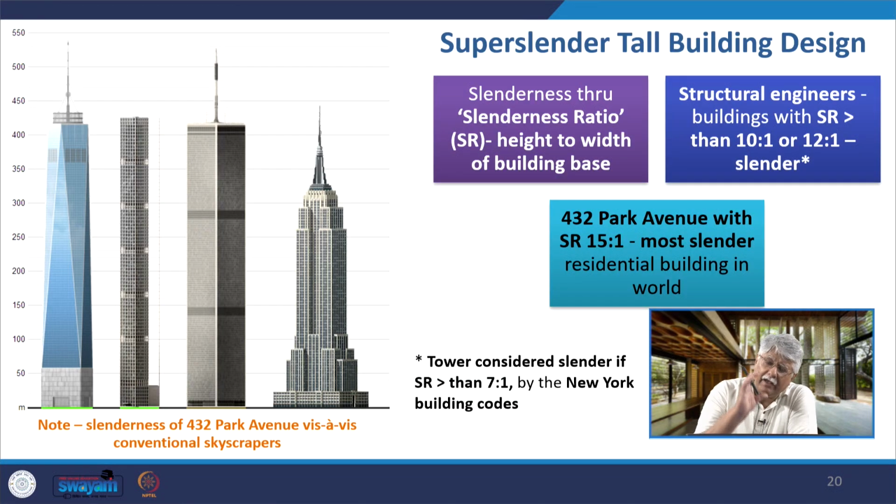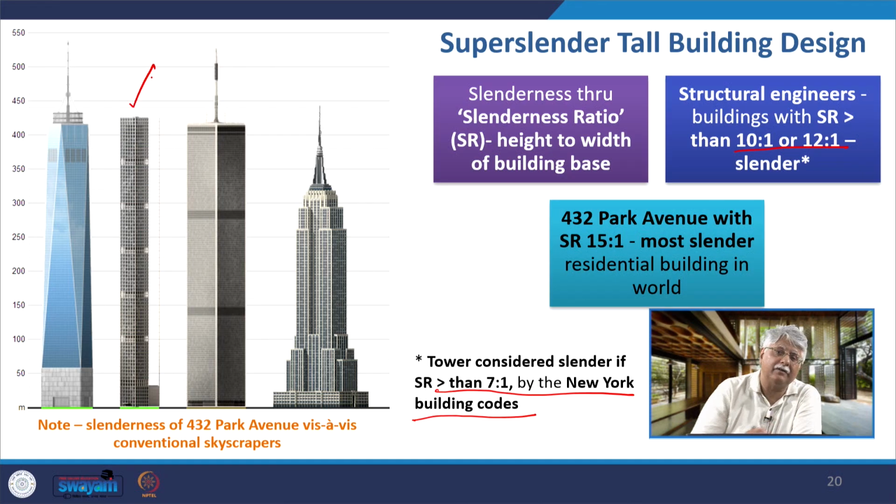Now, the design of any skyscraper is governed by the slenderness ratio, that is the height to width ratio of the building. By the New York building codes, if the slenderness ratio is greater than 7:1, then the tower is considered slender. But in the case of these super slender skyscrapers, the structural engineers are actually working with SRs which are greater than 10:1 or 12:1, and the most slender skyscraper of all, that has come up at 432 Park Avenue, has a slenderness ratio of 15:1.